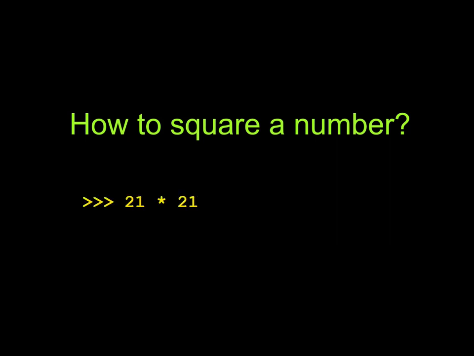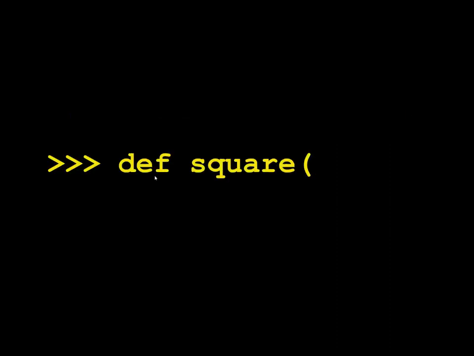For a simple example, let's say we want to square a number. Well, we simply key in 21 times 21 to get the square of 21. The answer is 441. Now, suppose we want to find squares of various numbers. We can just abstract this out to give it a name.